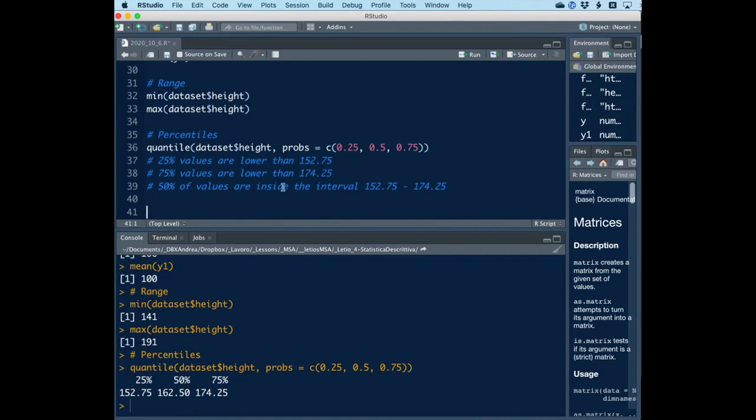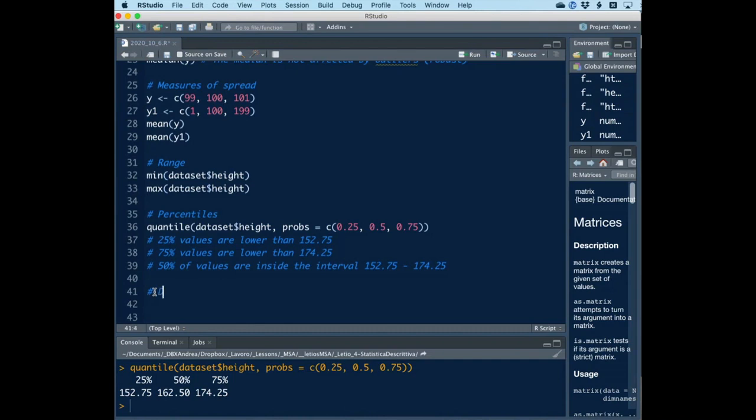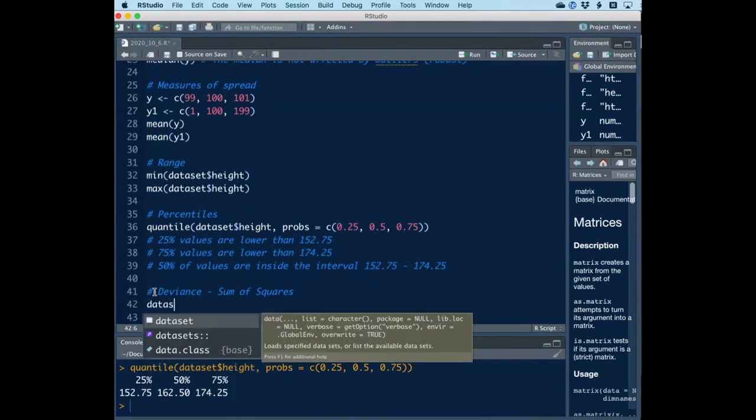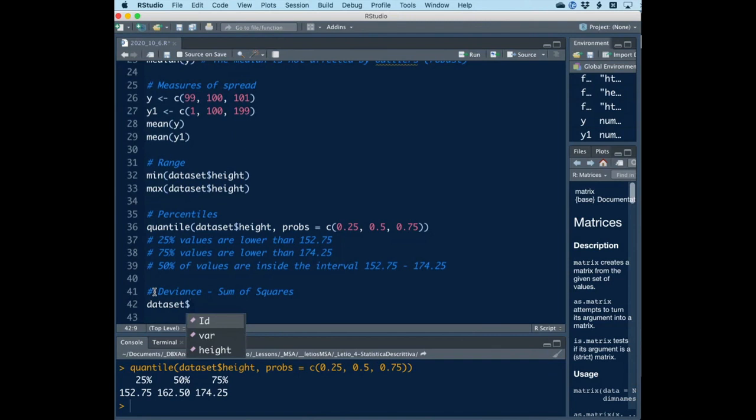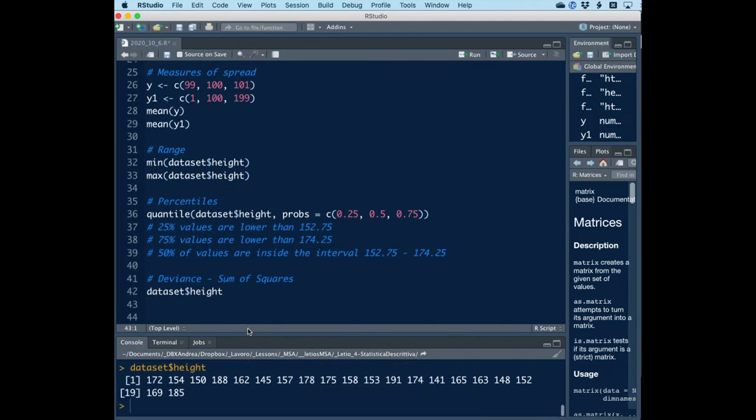Is that okay? The first one is the so-called deviance, or sum of squares. So what is that? Let's take the height. I show you the data here.